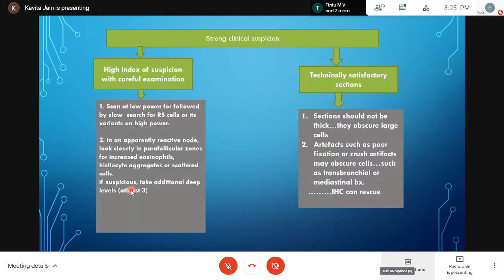Believe me, I'll show you one case where the deeper levels proved to be helpful to me with the scant material. And technically, whether the sections are satisfactory or not, the section should not be thick. You should never report on thick sections because they obscure the large cells. Lymph nodes, the technicians tend to give us thicker sections. Artifacts such as poor fixation or crush artifacts may obscure cells, such as in transbronchial or mediastinal biopsies. However, IHC can come to the rescue.